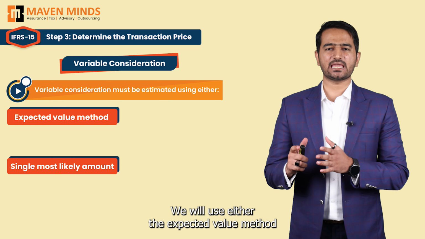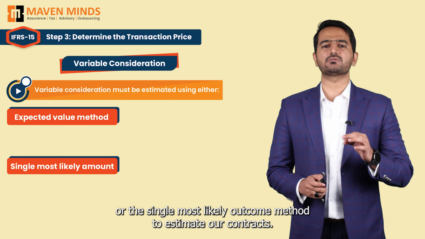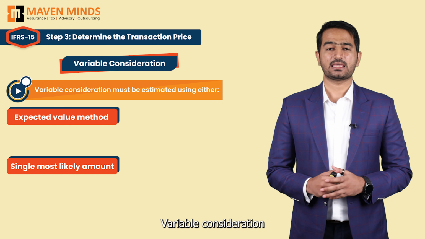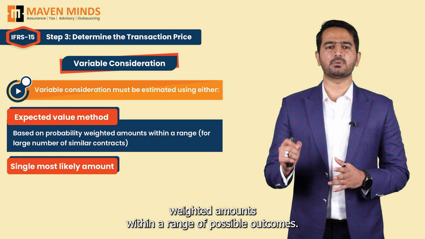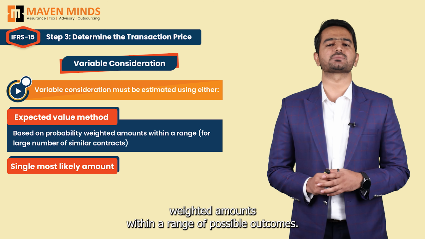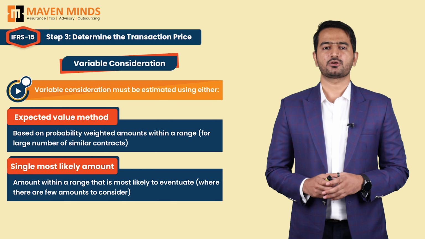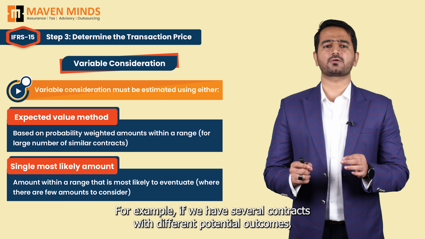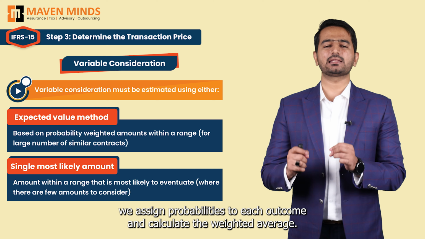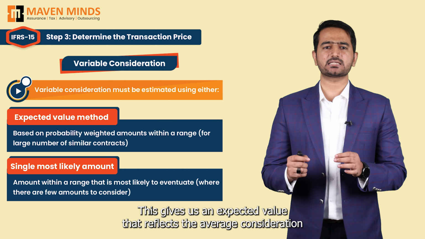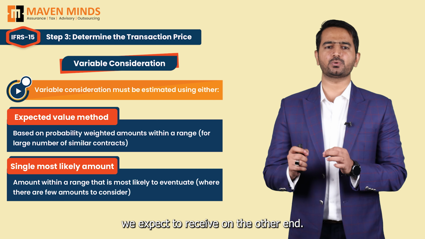We will use either the expected value method or the single most likely outcome method to estimate our contract's variable consideration. The expected value method involves determining the probability weighted amounts within a range of possible outcomes. It is typically used when there are a large number of similar contracts. For example, if we have several contracts with different potential outcomes, we assign probabilities to each outcome and calculate a weighted average. This gives us an expected value that reflects the average consideration we expect to receive.